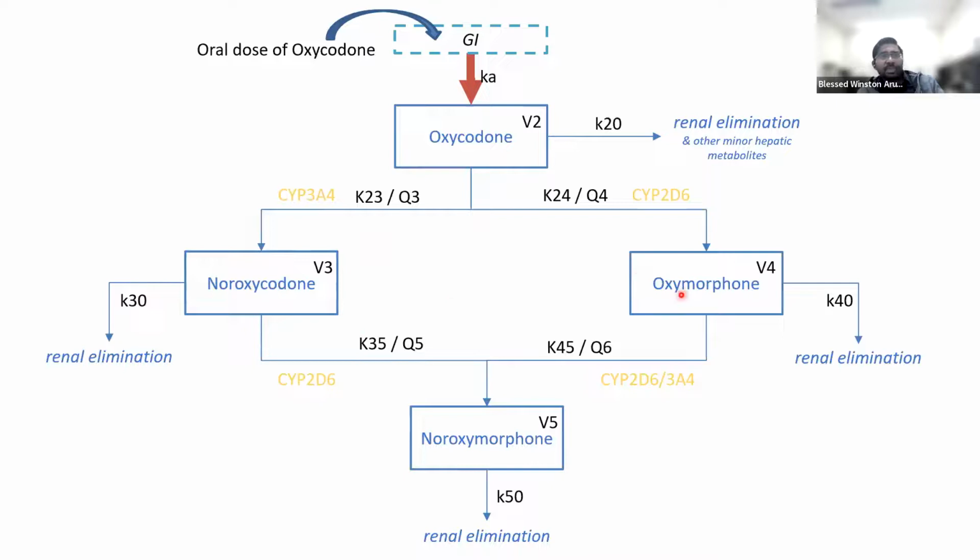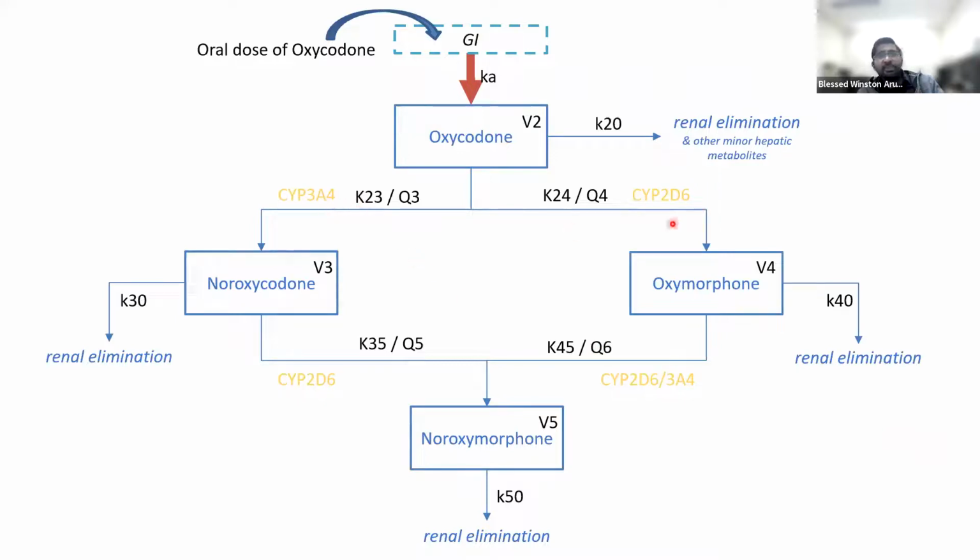So it has two metabolites, then both the metabolites can form another, noroxymorphone. Now, noroxycodone is not active, or it's much less active. It's like 1/10 as active as oxycodone, but it's a major metabolite. And I may not be right on that. It may be 1/40th as active. And oxymorphone is more active than oxycodone, 4 times more active. And noroxymorphone is also more active than oxycodone. So the metabolites definitely matter here.